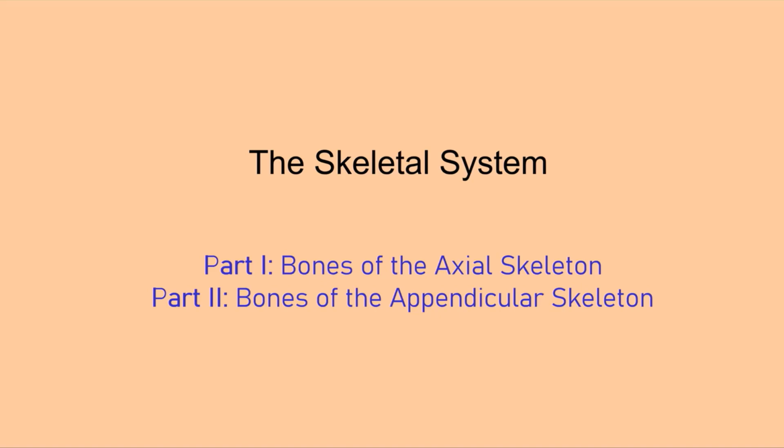In an adult human, the skeleton is made up of 206 bones. It is divided into axial and appendicular skeleton. Axial skeleton consists of 80 bones and appendicular skeleton consists of 126 bones. Axial skeleton consists of the skull, hyoid bone, vertebral column and thoracic cage.